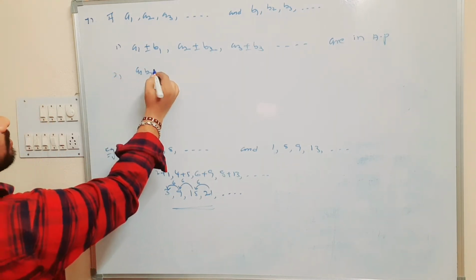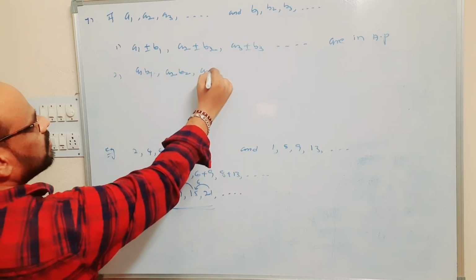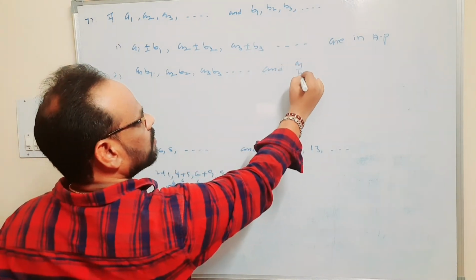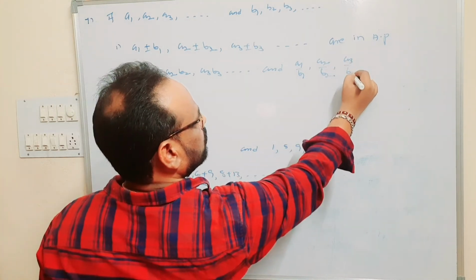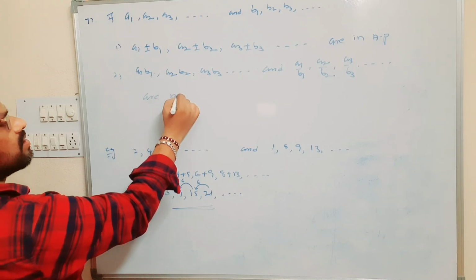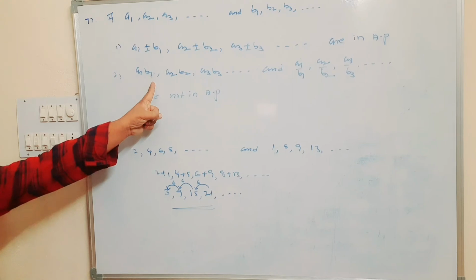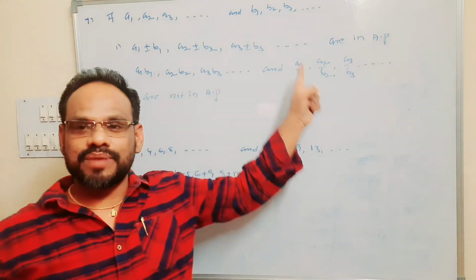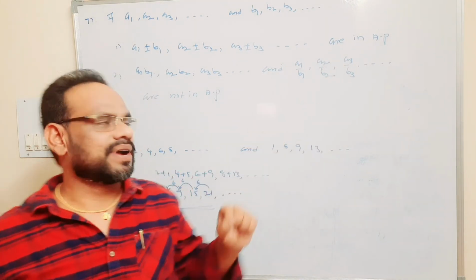But A1 into B1, comma, A2 into B2, comma, A3 into B3 and so on, and A1 by B1, comma, A2 by B2, comma, A3 by B3 and so on are not at all in arithmetic progression.